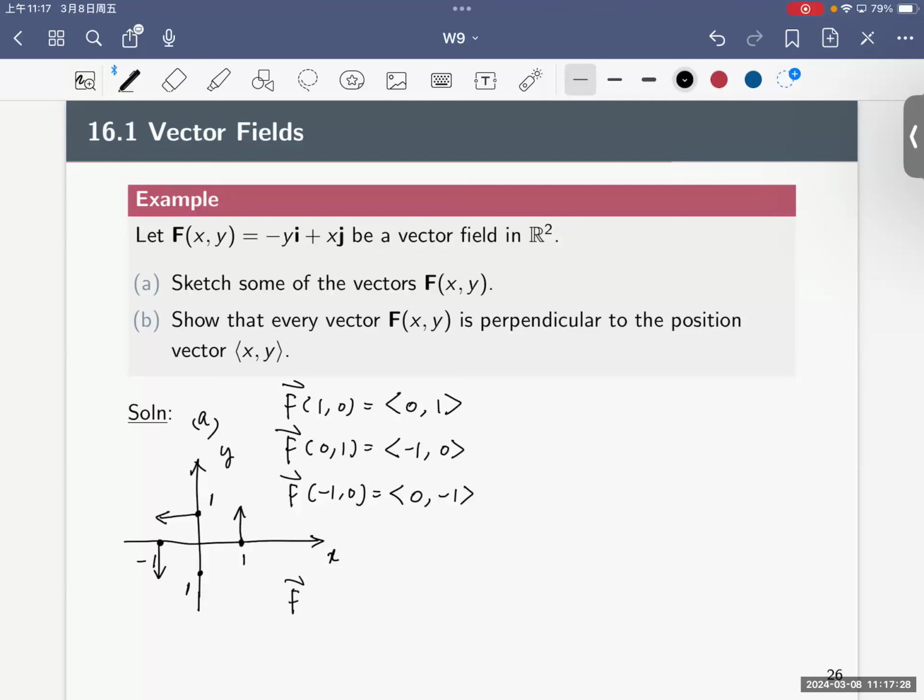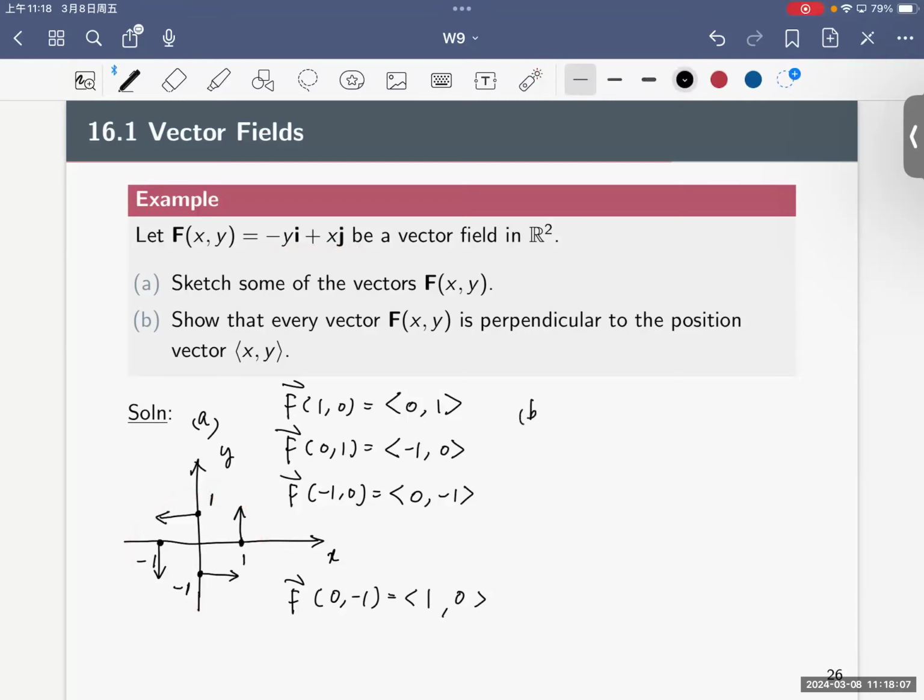And the last vector at the last point, 0, -1: x is 0, y is equal to -1. So -y is 1, and this component is 0. So I need to draw a vector 1, 0 at this point. So this is how this vector field looks at these 4 points.